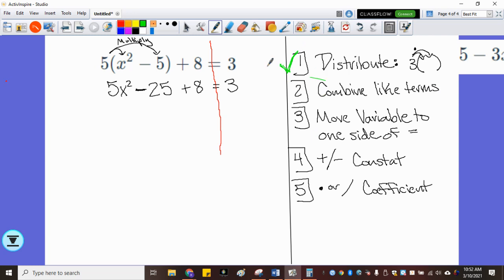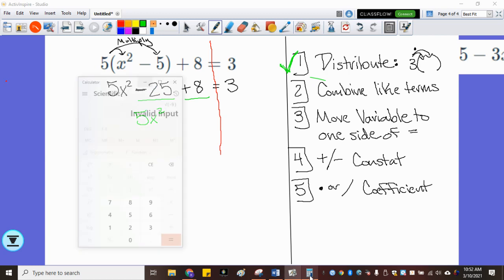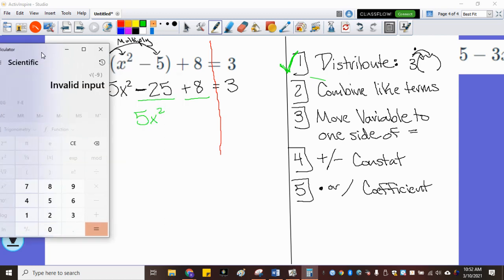Combine like terms. So x squared, there's nothing else like x squared. Negative 25 is a constant, and 8 is a constant, and 3 is a constant, but it's on the other side. So we're going to ignore the 3 for now. So we're just going to combine negative 25 plus 8. What is negative 25 plus 8? Negative 17.